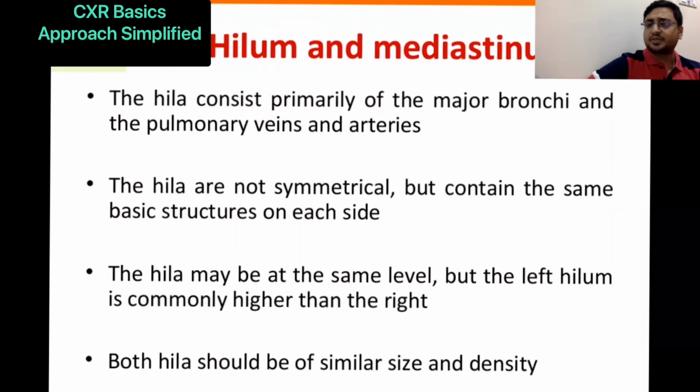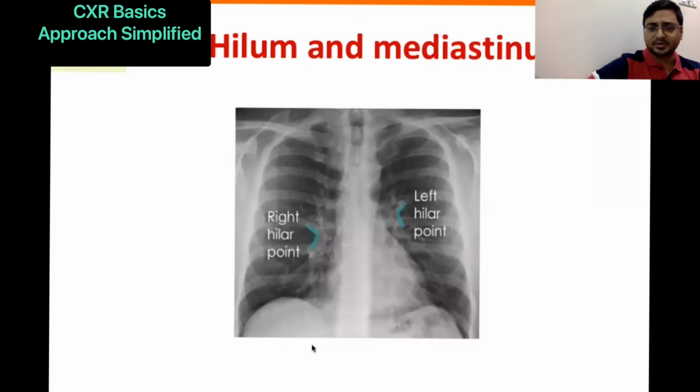This consists of the primary bronchus, and the pulmonary veins and arteries. The hila are not symmetrical but contain the same basic structures on each side, maybe at the same level, but the left hilum is commonly higher than the right. Both hila should have similar size and density. So this is the right hilar point, this is the left hilar point.